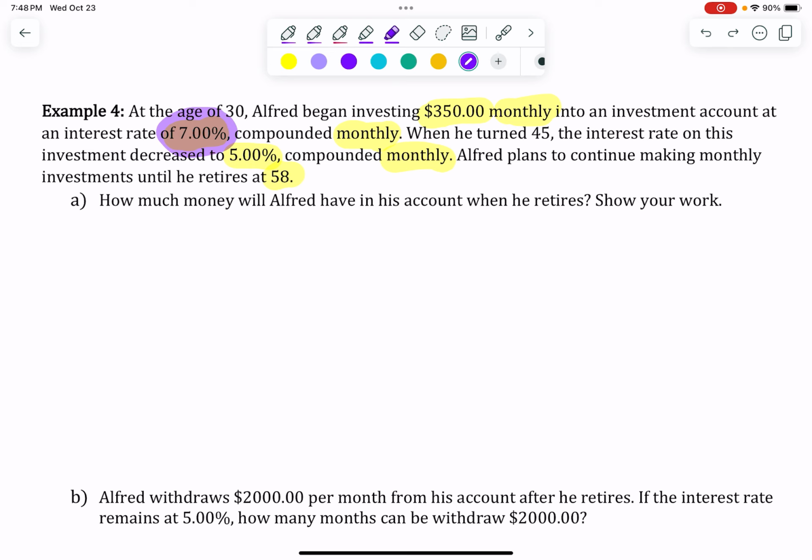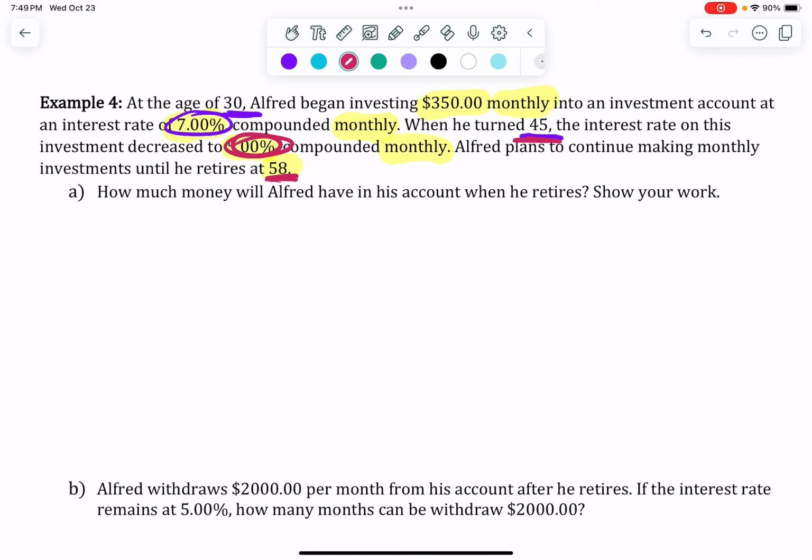Now when I'm taking a look at these two sections, when does he get 7% interest? Well, he gets it from age 30 to age 45. So he gets it for the first 15 years of his investment, right? 45 minus 30 is 15. So for 15 years, he gets 7%. When does he get 5%? Well, he gets it from 45 to 58. So 58 minus 45 is 13. He gets it for the last 13 years of his investment.